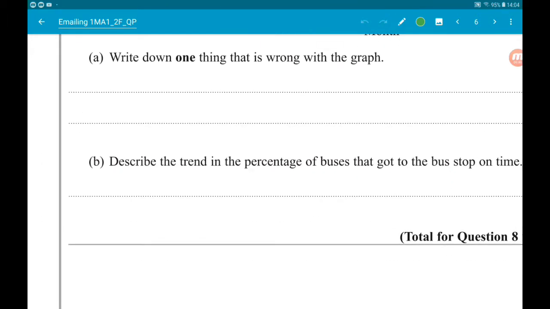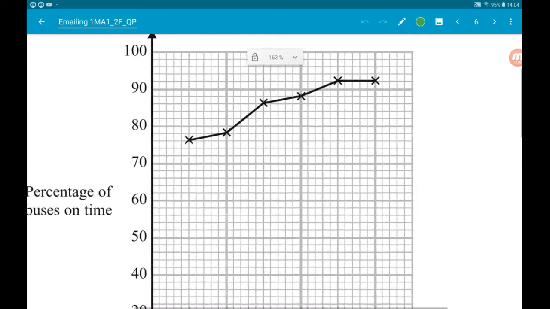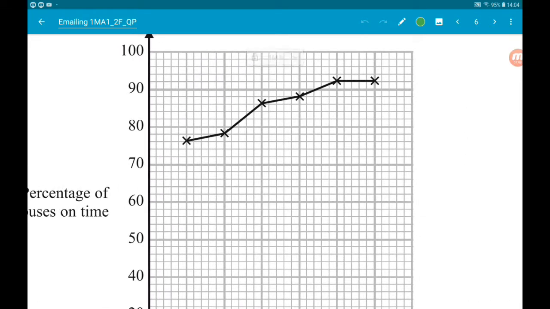Okay, then part B wants us to describe the trend in the percentage of buses that got to the bus stop on time. So, in general, it increased. So, as we got further into the year, the percentage of buses on time increased.